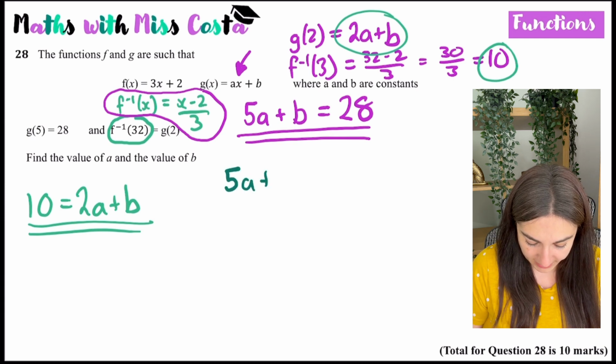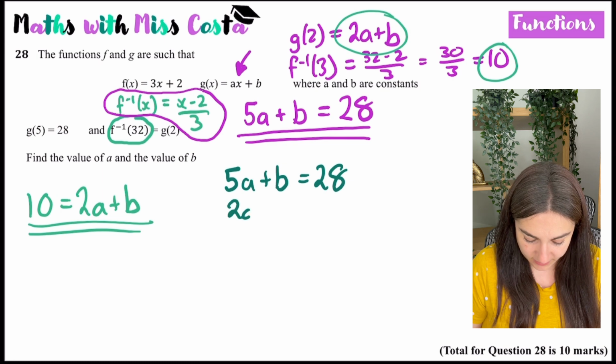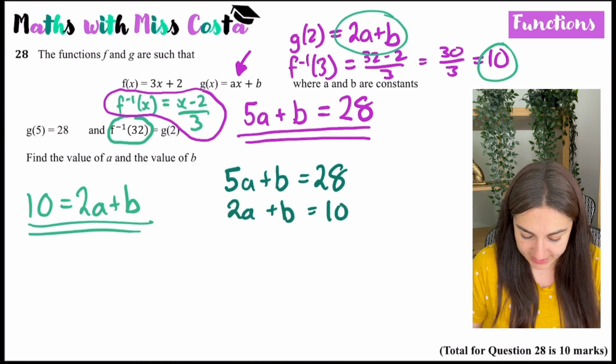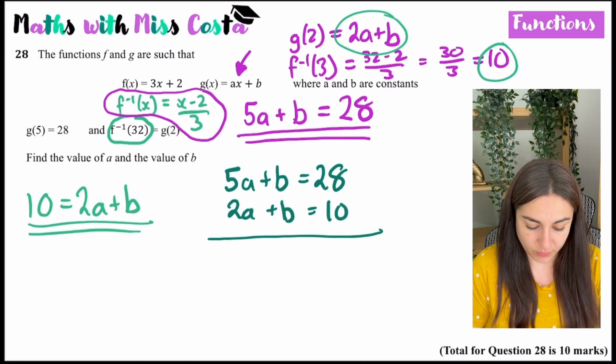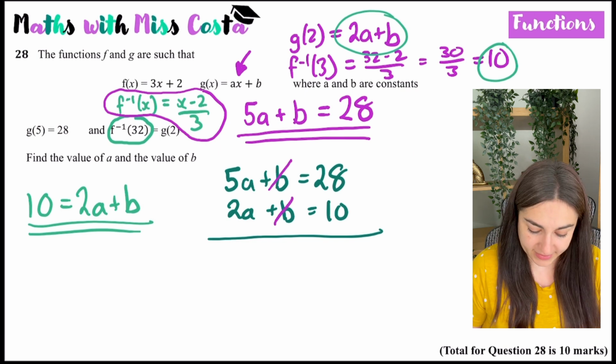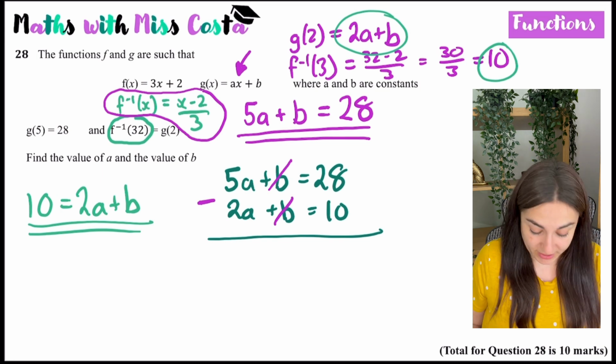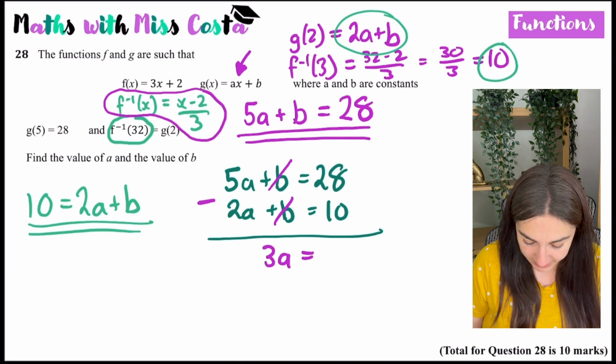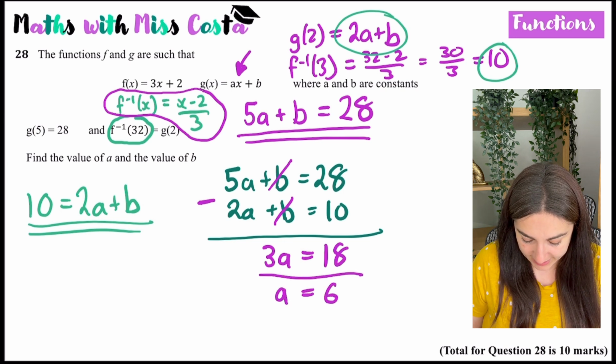I know that 5a plus b equals 28. And I know that 2a plus b equals 10. With simultaneous equations, what I want to do is eliminate one of the variables. I can see that b would nicely be eliminated by subtracting. So I subtract the equations. 5a take 2a is 3a. 28 take 10 is 18. So if 3a is 18, a must be 6.